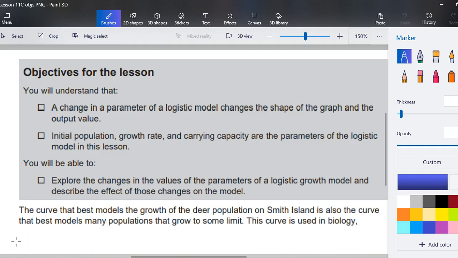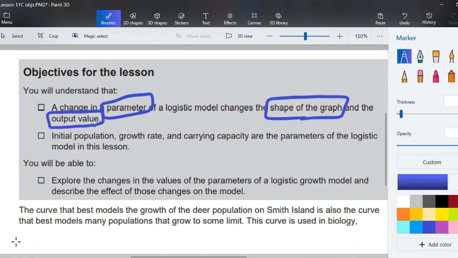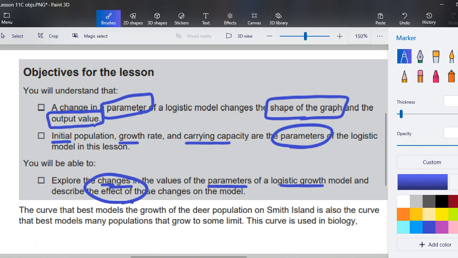Now we're going to move on to the objectives. We're going to understand that a change in a parameter of a logistic model changes the shape of the graph and the output. Initial population, growth rate, and carrying capacity are the parameters of the logistic model in this lesson. It's a good thing to write these down, start some flashcards: initial population, growth rate, and carrying capacity are our parameters. We're going to be able to explore the changes in the values of these parameters of a logistic growth model and describe the effect when those changes happen.